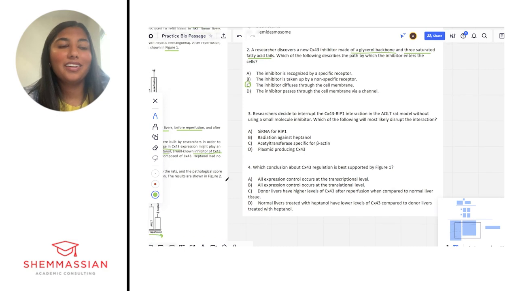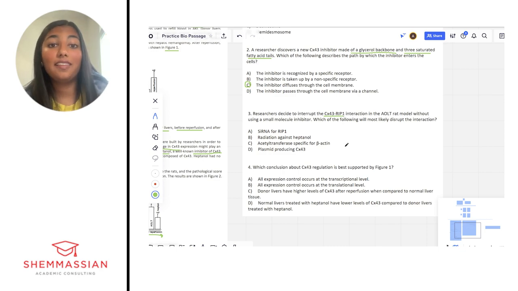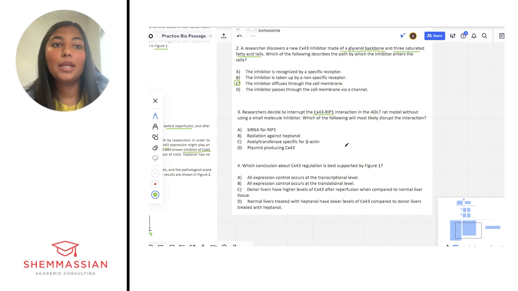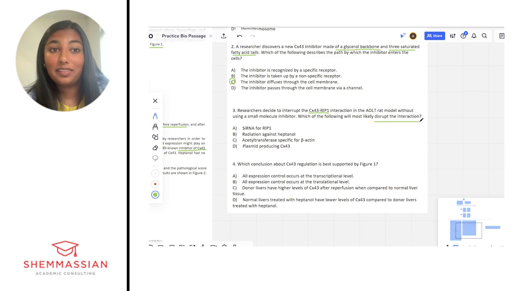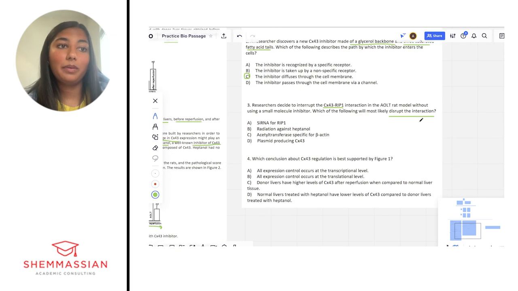Okay, moving on. Researchers decide to interrupt the connexin 43 RIP1 interaction in the AOLT rat model without using a small molecule inhibitor. Which of the following will most likely disrupt the interaction? So here we're talking about the protein-protein interaction that was mentioned in the last paragraph of the passage, and we want something that will disrupt that interaction. So let's look at some of the answer choices to see what would fit best.